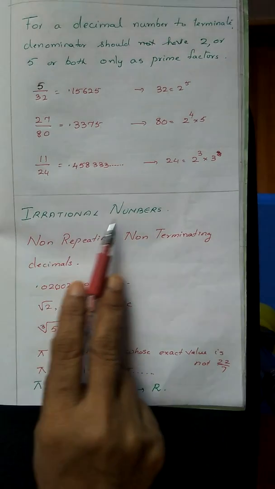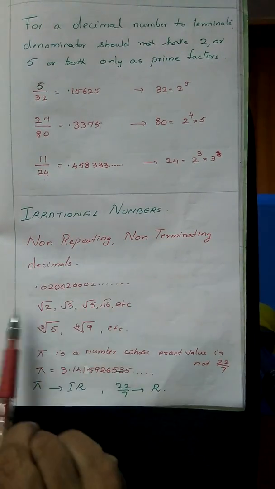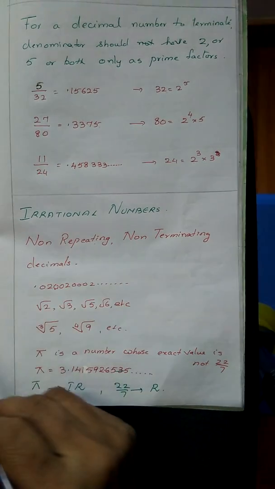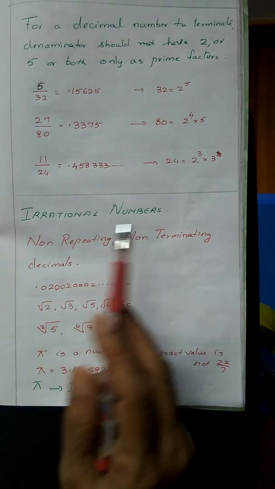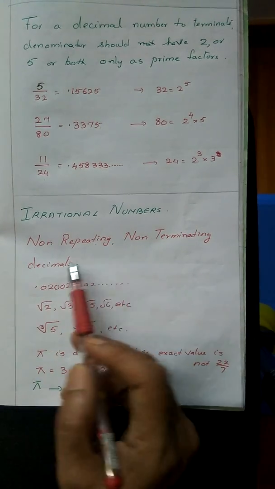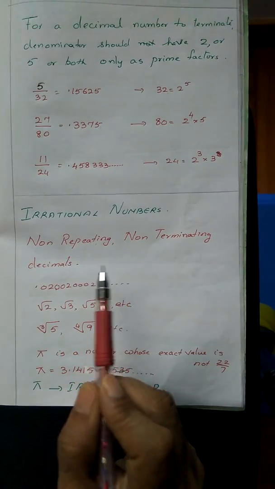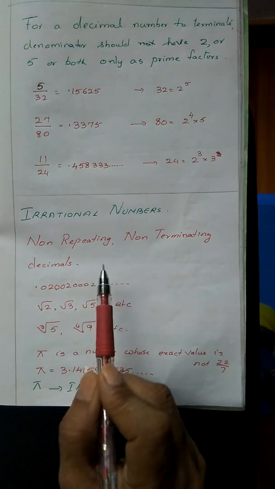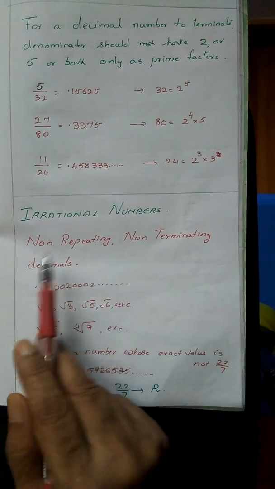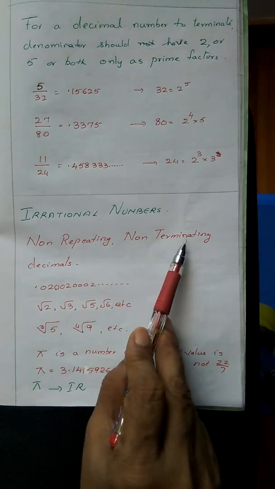Now coming to irrational numbers. Irrational numbers are those numbers whose decimals are non-repeating and non-terminating. In rational numbers we saw either it was terminating, or it was not terminating but it was repeating. There was a sequence like 0.233333. So it is not terminating, but it was repeating. In irrational numbers, it will not repeat and it will not terminate.